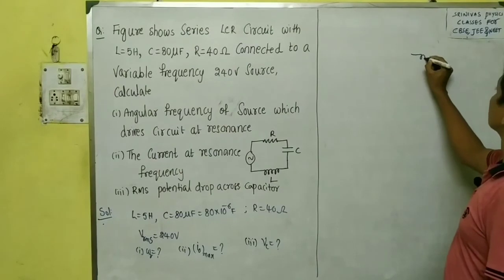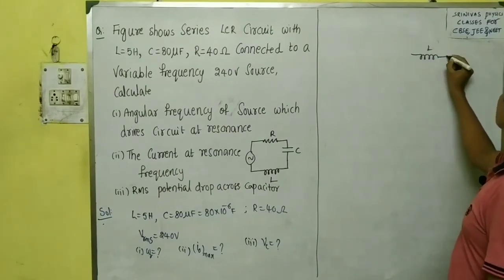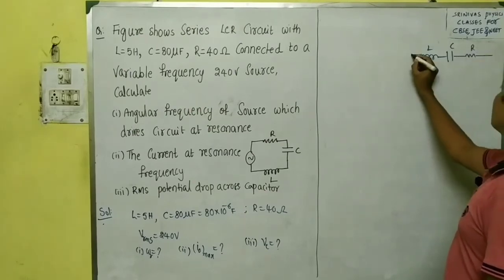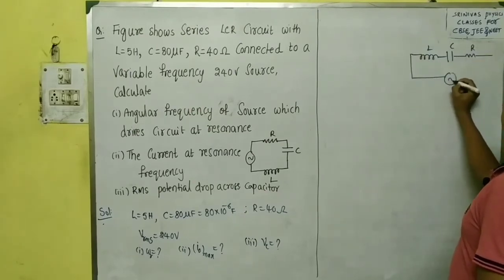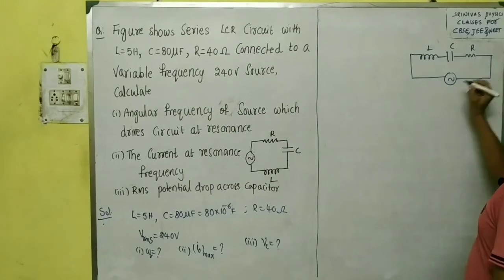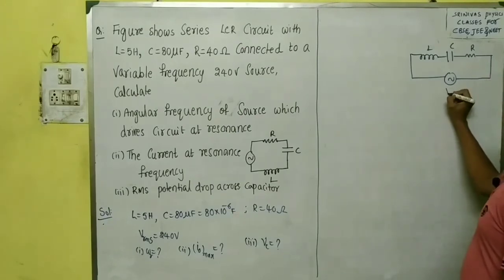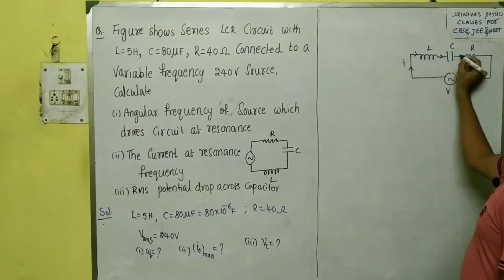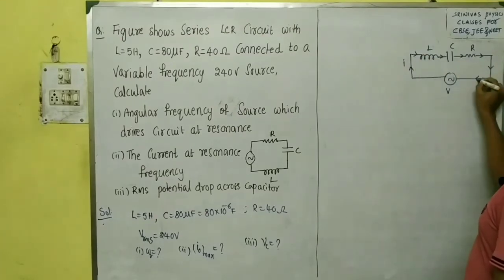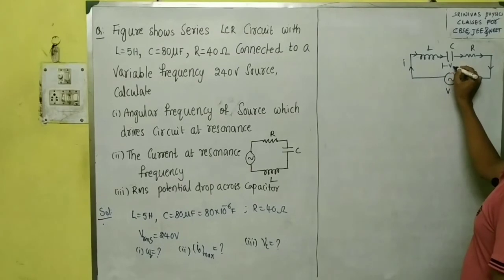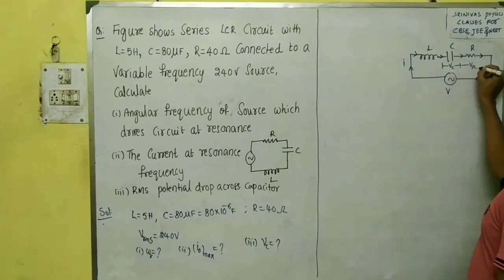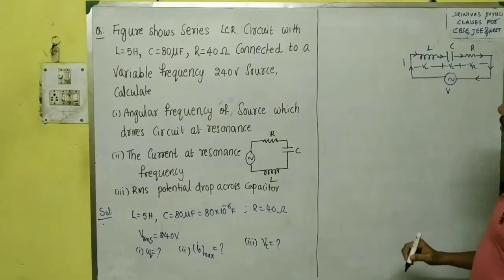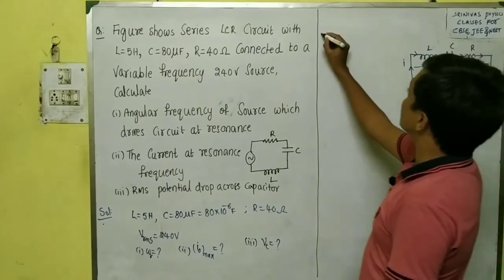This is the inductor, this is the capacitor, and this is the resistor. These three are connected in series like this to an AC source. The AC source voltage is V, and at any instant the current we can take as I. The voltage across capacitance is VC, across resistance is VR, and across inductance is VL.